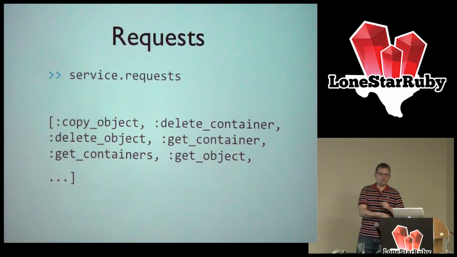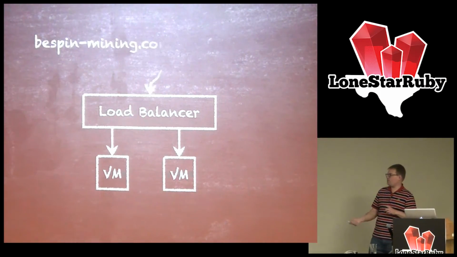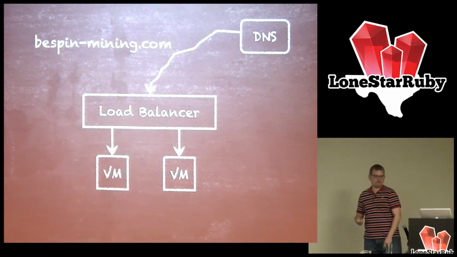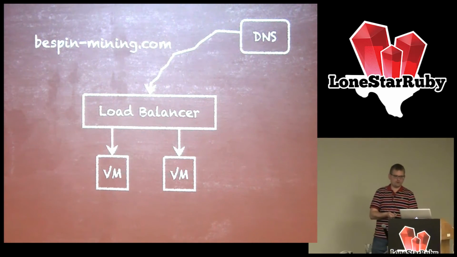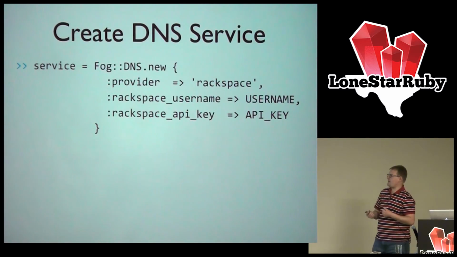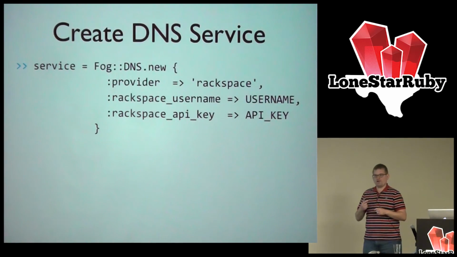So let's go ahead and wheel our example back out, and let's see how we would add a bestbinmining.com DNS record to point to our load balancer. So again, we're going to start off by creating a new DNS server, and we're going to do that by doing fog::DNS.new. We're going to specify the provider because there is an abstraction available for DNS, and then we're going to pass in the credential information.